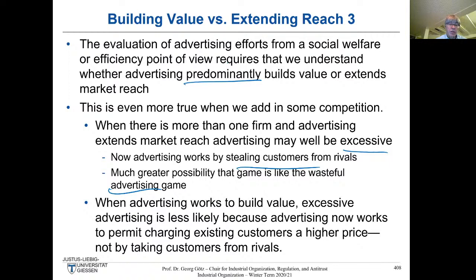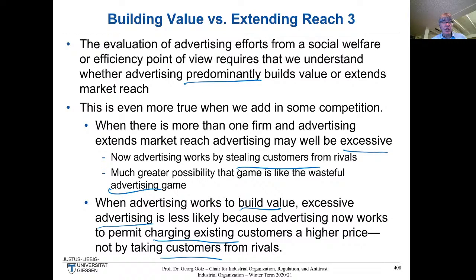Yeah, if it builds value, if it increases willingness to pay, excessive advertising is less likely. Because here it just works to charge existing consumers a higher price, not by taking consumers from the rivals. But again, that's what consumer advocates would not like, that you charge them a higher price, even if you tell them as a company that they really learn about the true properties of the product. This just increases their willingness to pay.